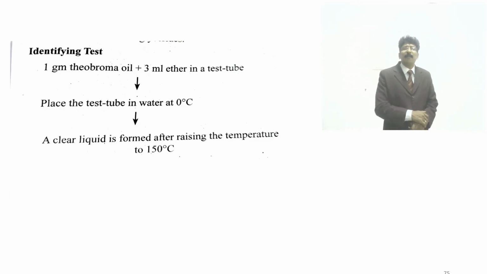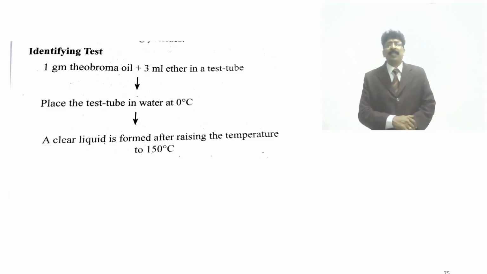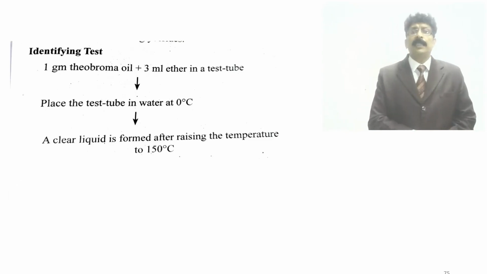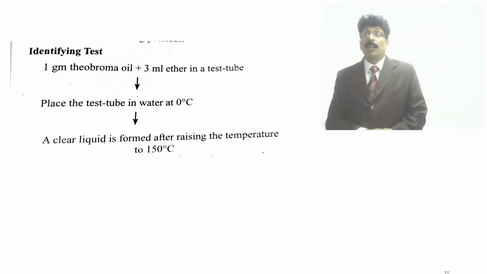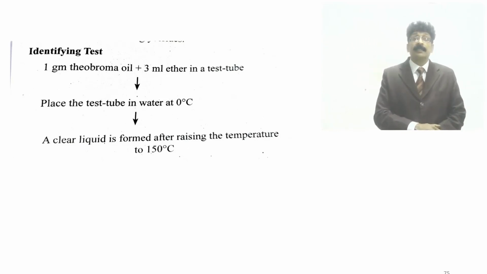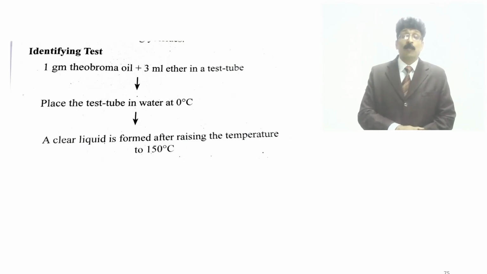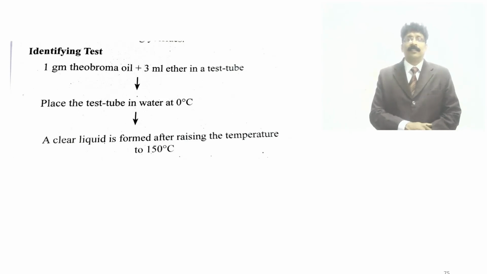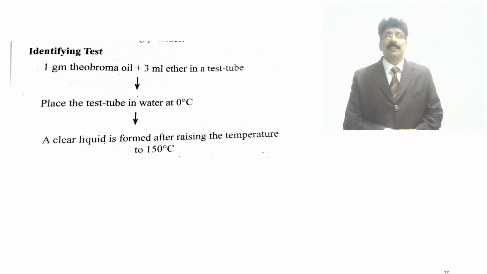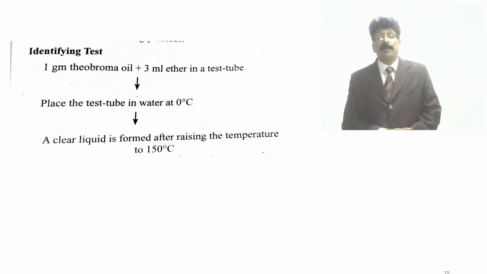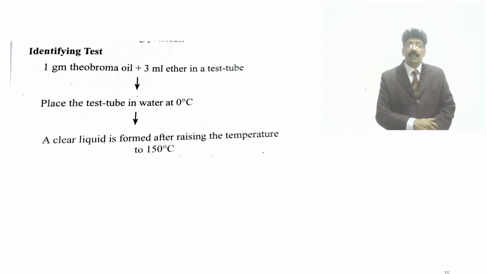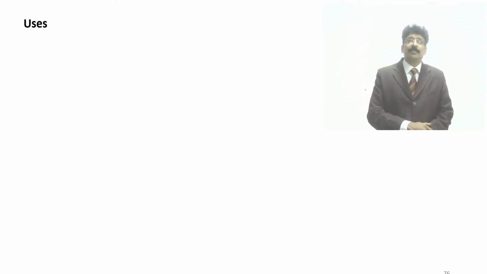Identity test: 1 gram of theobroma oil, that means cocoa butter oil, plus 3 ml of ether in a test tube. Place the test tube in water and cool to 0 degrees centigrade. A clear liquid is formed after raising the temperature to 150 degrees centigrade. Once you are increasing the temperature, place it in water and slightly increase the temperature. You will get a clear solution.